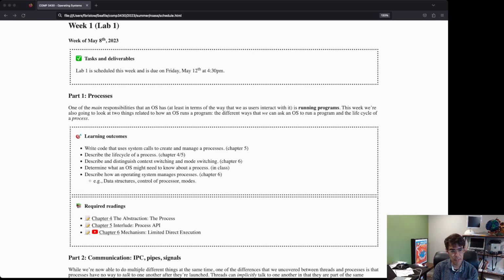In terms of how you're going to be assessed on these outcomes, write code that uses system calls to create and manage a process. This is something that you're being assessed on in the lab and in the assignment.